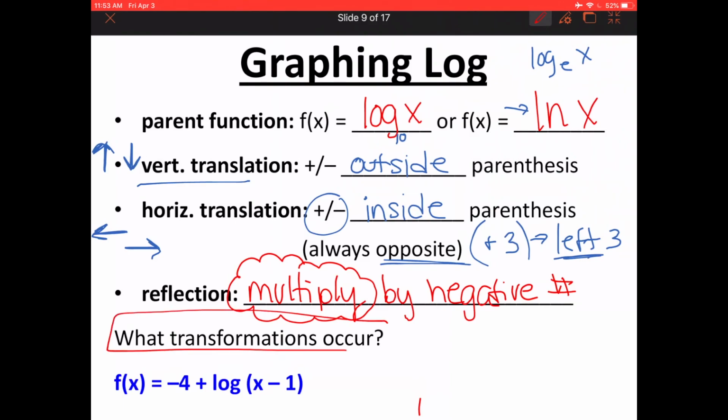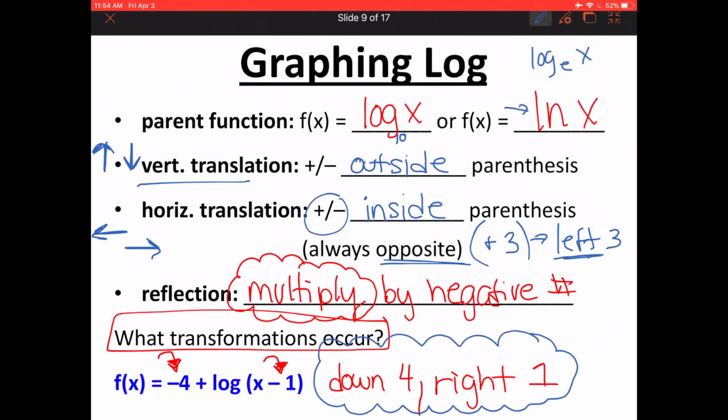What transformations occur? So first thing, this -4 is not being multiplied. This is just being subtracted. And if it's being subtracted outside of parentheses, that means that we are doing a vertical translation down 4. Okay, that's it. Now, if I have my -1 inside parentheses, I'm subtracting. It's the opposite, so I'm really going to go right 1. So that would be my answer. Okay, guys, my final answer for what transformations occur: it's a vertical translation down 4 and a horizontal translation to the right 1.